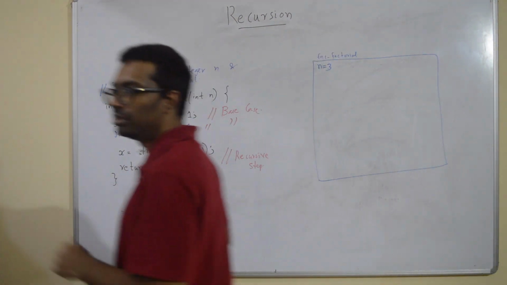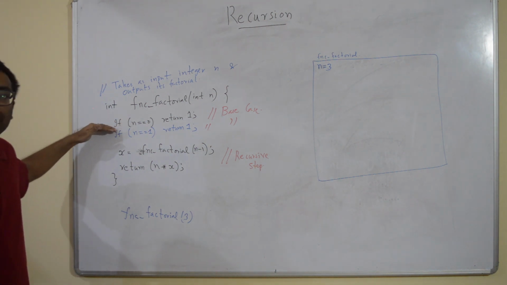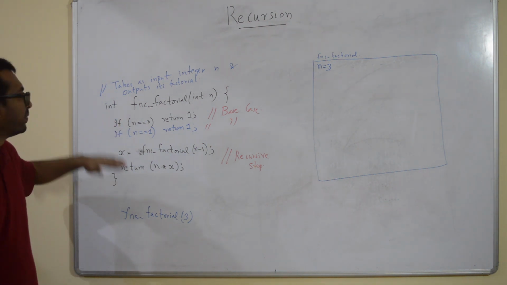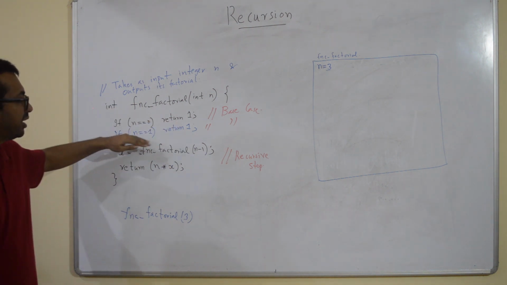And what does the machine do next? It's going to come here and check, is n equal to 0? Is 3 equal to 0? No, so it's not returning. Is n equal to 1? No.